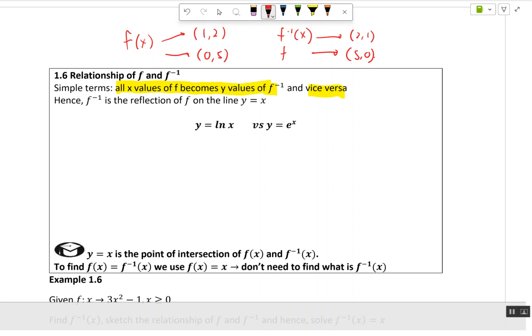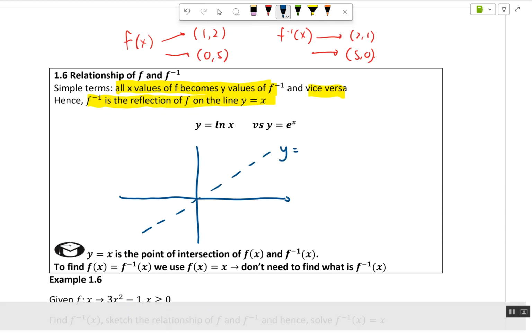In simpler terms, just remember number one, all the x values become y values and y values become x values, vice versa. Number two, there is a reflection on the line y equals x. For this, I'm just going to draw the graph first. I'm going to draw this line y equals x.